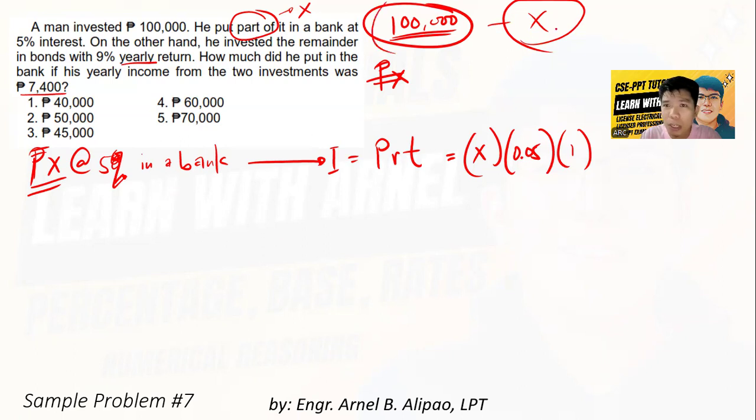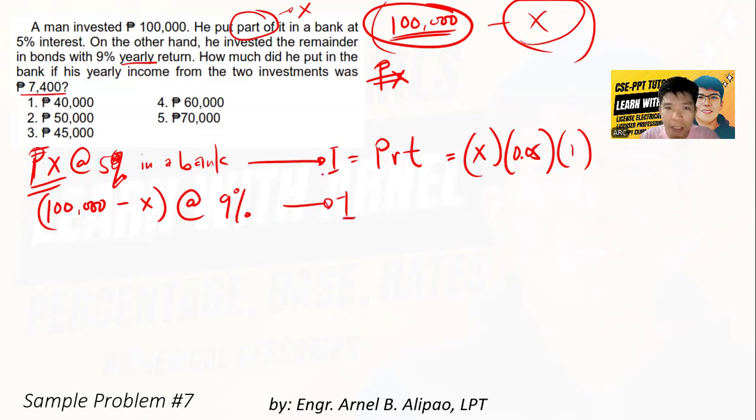So meaning to say, this is our remaining, right? So we have therefore 100,000 minus whatever amount you invested in the bank, because that's the remainder. This is invested at 9%. So meaning, that's in bonds, yearly return. So we have I1, interest 1, and interest 2. Remember that I = PRT. How much is the principal amount? This is the principal amount.